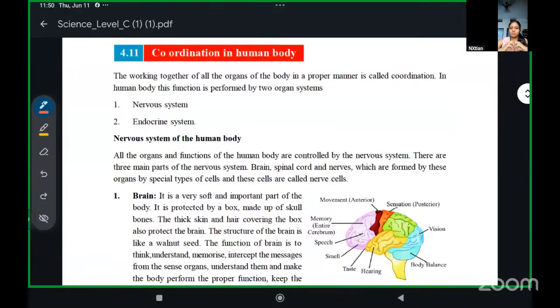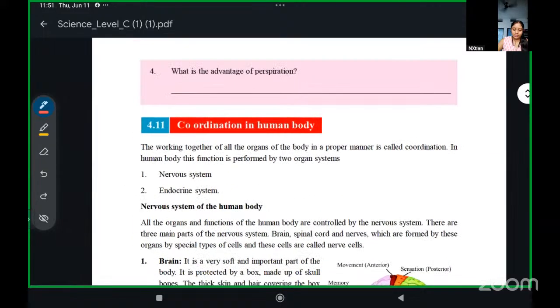It's okay. So when the organs of our body work together, when all the systems work together, that is basically the meaning of coordination. The working together of all the organs of a body in a proper manner is called coordination. In the human body, coordination is performed by two organ systems. Now, our body is made up of organ systems.